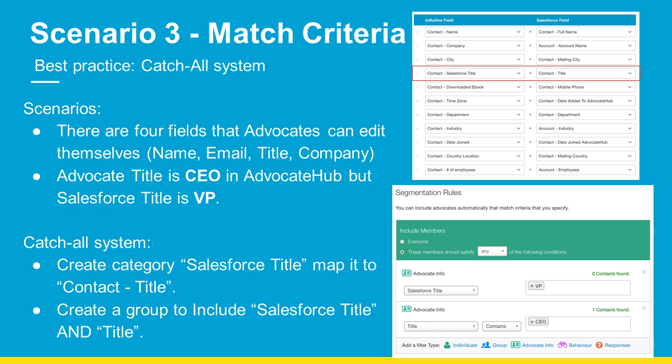So wait, there's a discrepancy between Salesforce and the hub. So what do we do? We recommend using what we call a catch-all system. We can create a new match criteria called Salesforce title in the hub and map that criteria with the contact title from Salesforce. This way, when we create a challenge, we can do a double filter targeting to catch the advocates who recently changed their title. So it's like a double filter to make sure that you catch any changes made from the hub by the advocates that we have no control of.